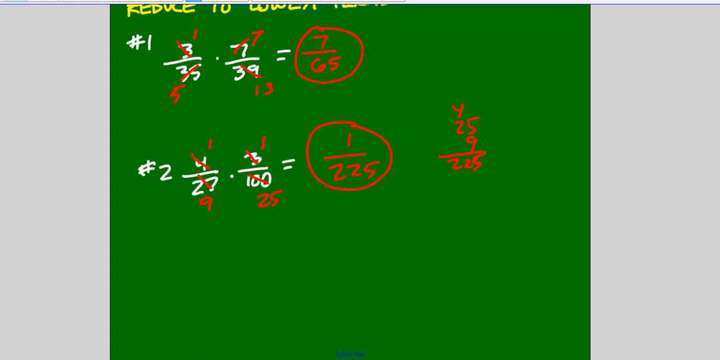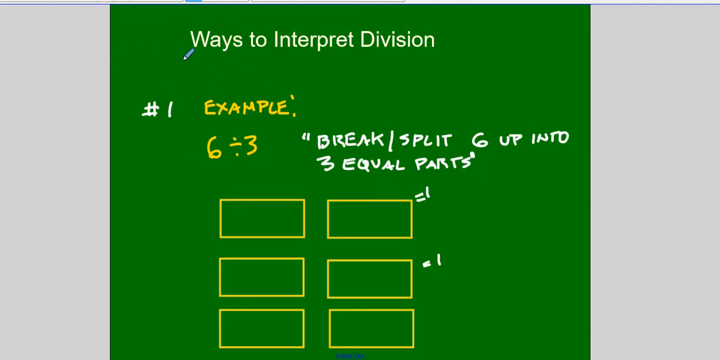Okay, so let's continue. I'm going to look at a couple of ways to interpret division, particularly of fractions, but also division in general. One way is, for example, 6 divided by 3. You could think of this as breaking 6 up into 3 equal parts. I've got 6 blocks here, each one equals 1. So I'm breaking it up into 3 equal parts. What we're going to find is the size of each part, and that's going to be 2.